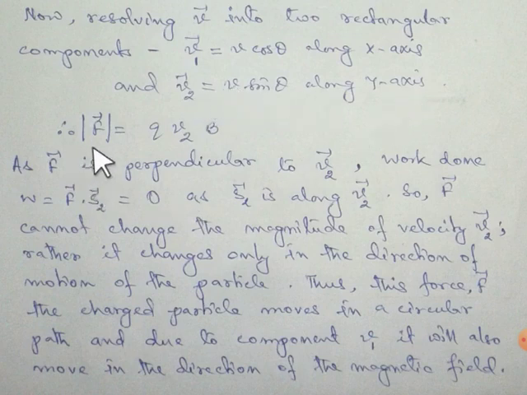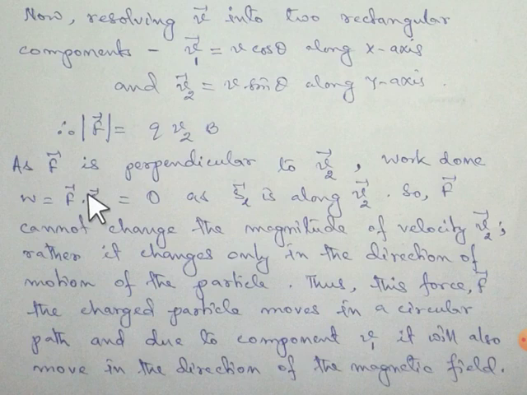Therefore the magnitude of the Lorentz magnetic force will be Q V2 B. Before this we wrote it as Q V B sine theta, so V sine theta you replace by V2. Got it? Now we have seen that your F is perpendicular to V2, right?